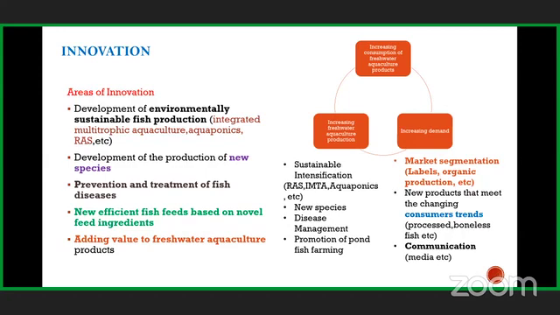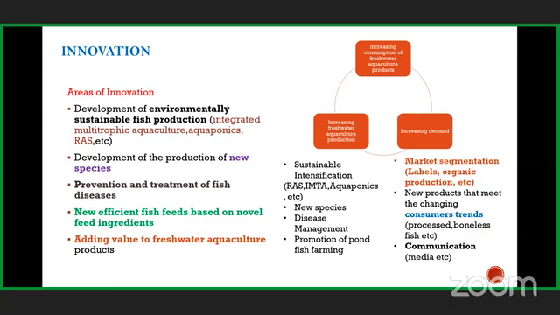There are areas where we now talk of environmentally sustainable fish production technologies, such as IMTA, aquaponics, and recirculatory aquaculture systems. We talk of producing new species, then species diversification, and prevention and treatment of various fish diseases. Also, due to the continuous decline in marine fish production, we are searching for alternatives to fish feed to replace fish meal. That is also an innovation we have noticed in the last couple of decades.